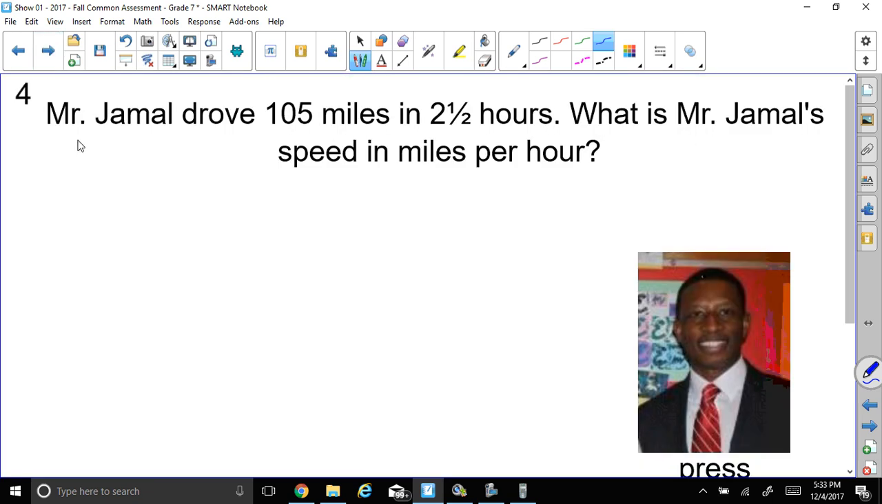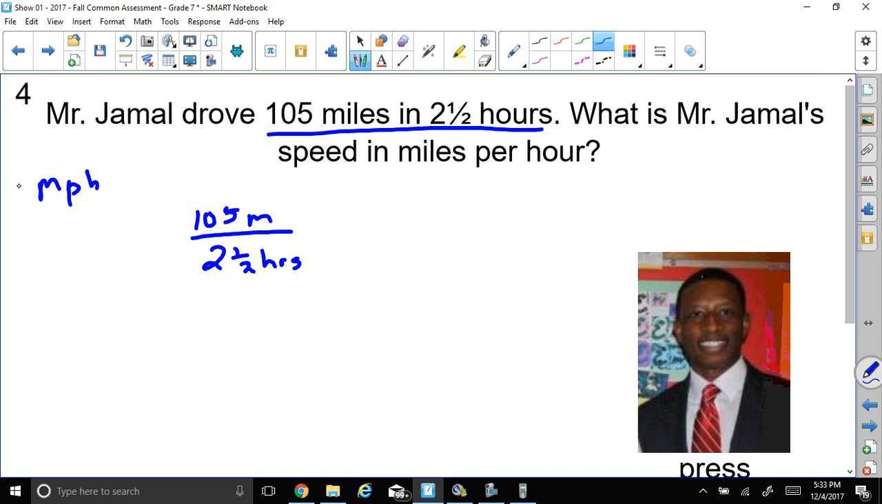Here's another question. Mr. Jamal drove 105 miles in 2.5 hours. What is Mr. Jamal's speed in miles per hour? Okay, Mr. Jamal, we are interested in your speed in miles per hour. So here he's driving 105 miles in 2.5 hours. So 105 miles in or per 2.5 hours. If you remember a rate, it's called mph, miles per hour.